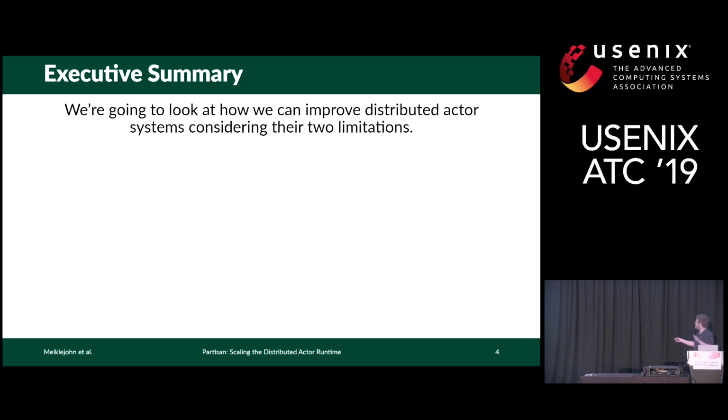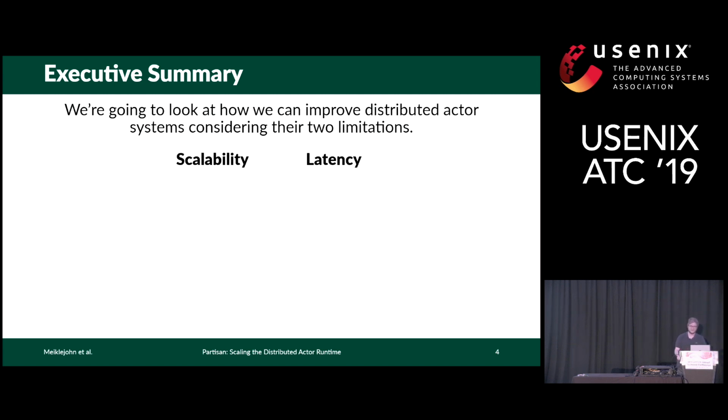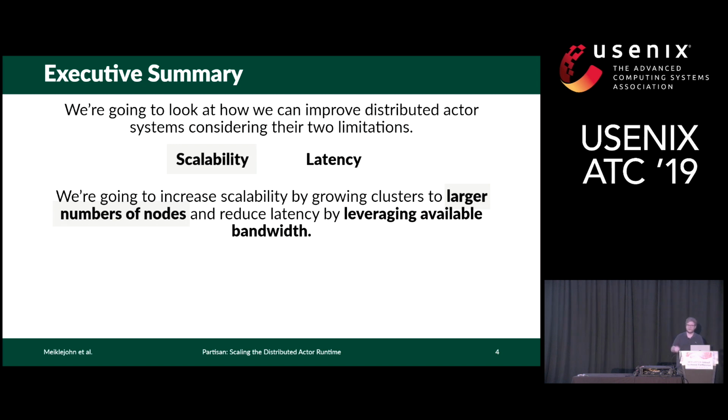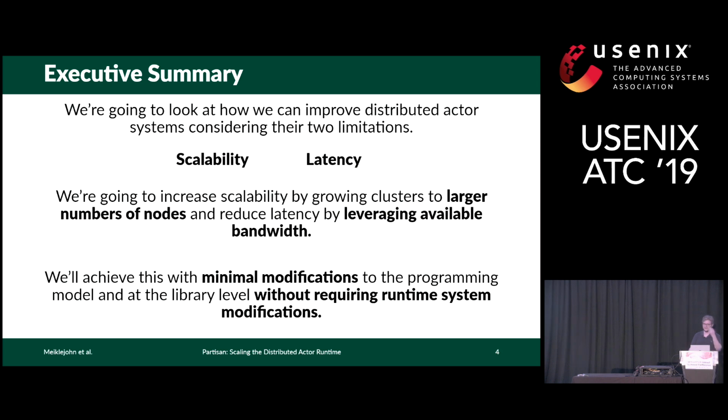In this talk, we're going to look at how we can improve distributed actor systems considering their two limitations: scalability and latency. In terms of scalability, we're going to increase scalability by growing to larger clusters of nodes. In terms of latency, we're going to use available bandwidth to perform scheduling in parallel to reduce latency and increase overall system throughput. We're going to achieve this with minimal modifications to the programming model, at the library level, which is really nice. It's extensible. We don't have to ship a custom runtime, a patch set for a custom runtime, or make our own runtime.